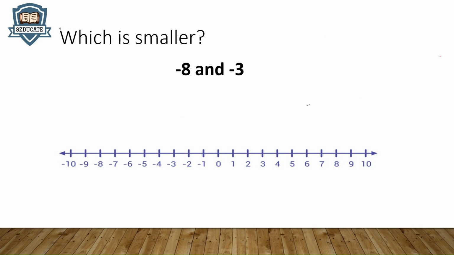Okay, welcome back. So first, let's mark out minus 8 here. Where's minus 3? It is here. Who is smaller? Who is more to the left? So the answer is minus 8. Minus 8 is smaller because it's more to the left on the number line. So, can we represent it using the inequality? Minus 8 is smaller than minus 3. You got it? Okay, let's continue.